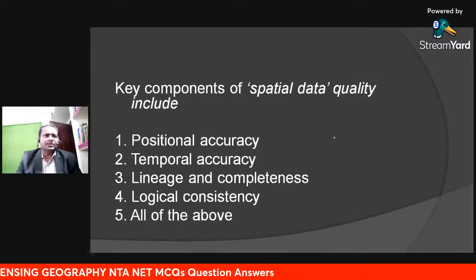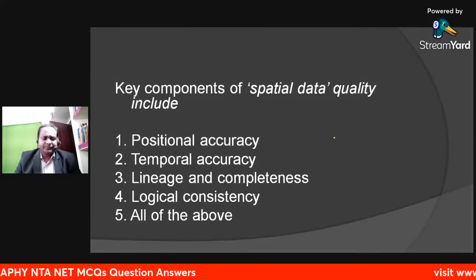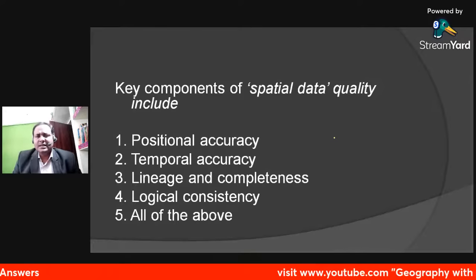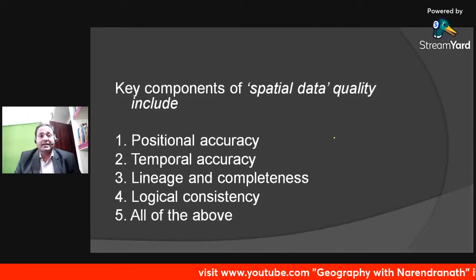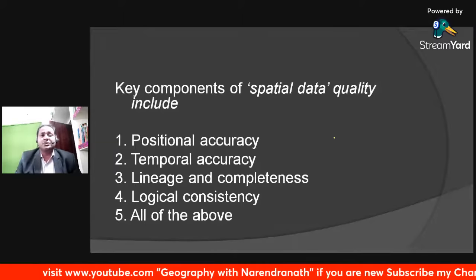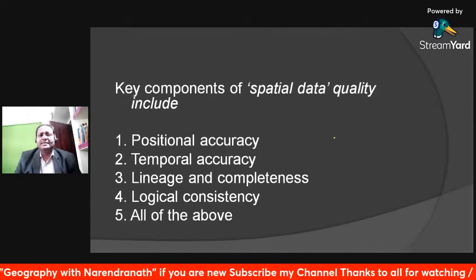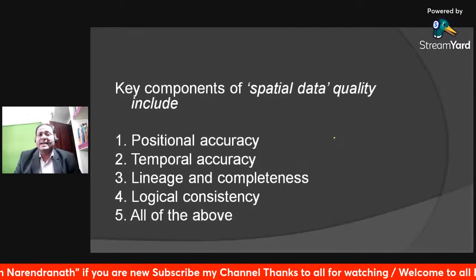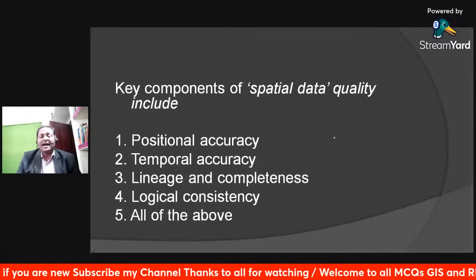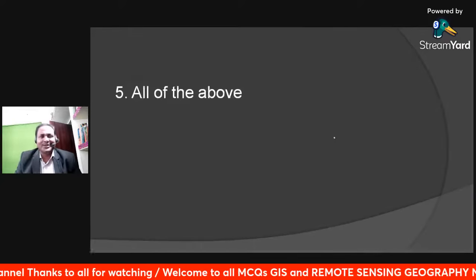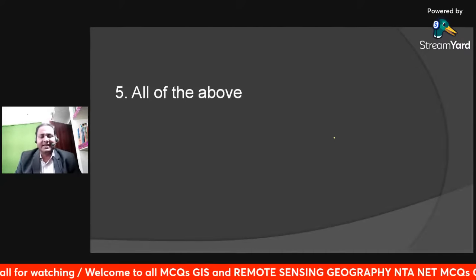And next, another question: key components of the spatial data quality. Basically, there are the positional accuracy, and option 2, the temporal accuracy, and also the lineage, and completeness and logical consistency, and all of the above. So this is a very easy question. All of the above is the correct answer.